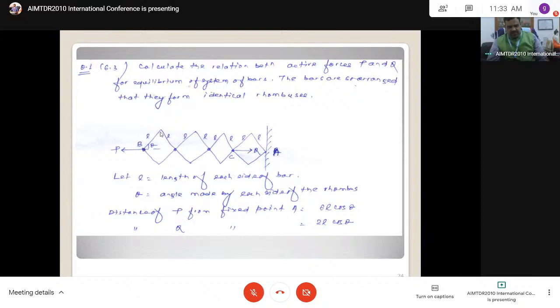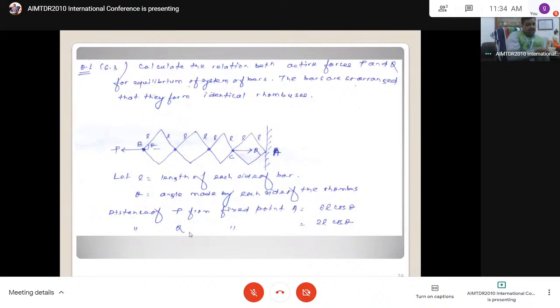This length is L cos theta, 2L cos theta. Here also 2L cos theta each, so the total is 8L cos theta. That is the virtual displacement. Similarly for Q, it is 2L cos theta. These are the virtual displacements for force P and force Q. This is how we will calculate the virtual displacement.